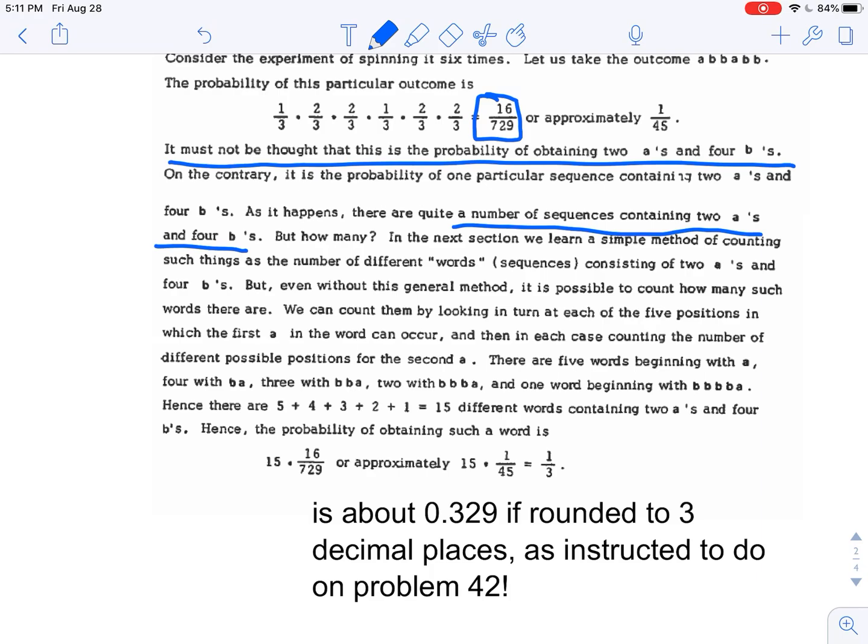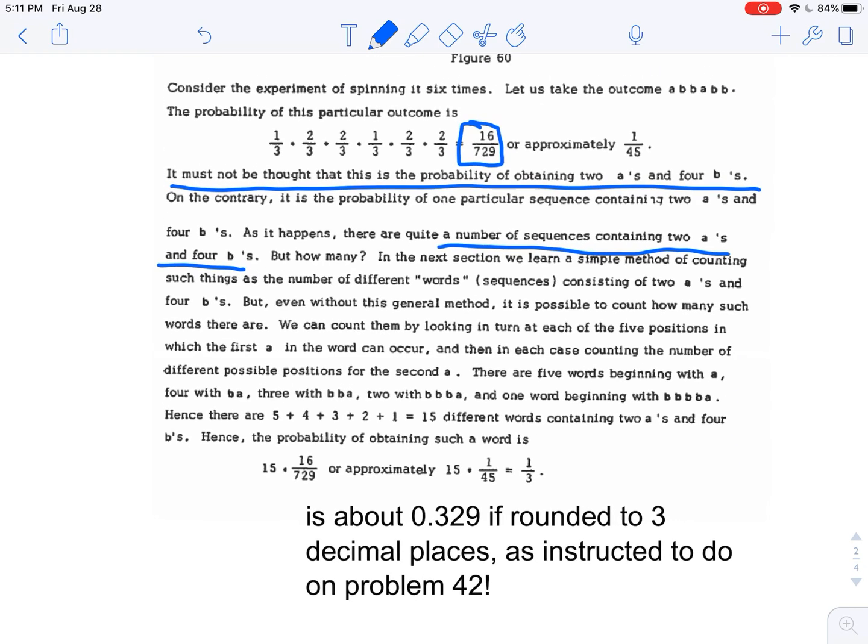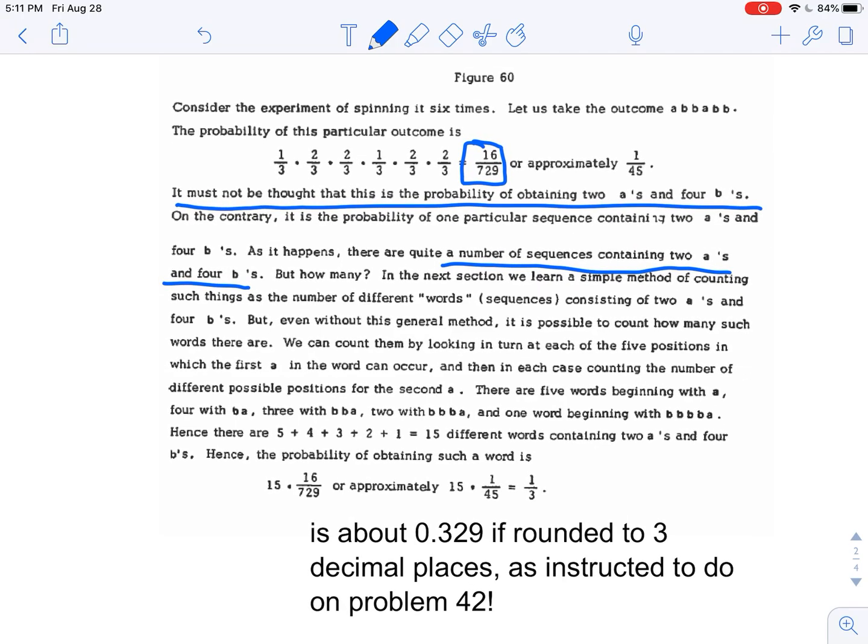But I would tell you that even without that special counting method, I would invite you to consider that if I viewed it as having 6 different blanks to fill in, and I know that I have an A here, and there's only one more A to go, how many different places can the A be? Well, it could be here, or here, or here, or here, or here. That's 5 different places it could be.